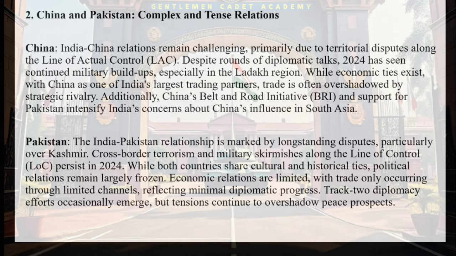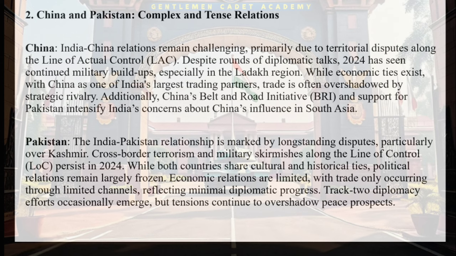India views China's Belt and Road Initiative as a direct challenge to its influence in the region, particularly due to China's investment in neighboring countries like Pakistan and Myanmar. Additionally, China's increasing assertiveness in the South China Sea and its growing military capabilities further complicate India's strategic calculations, prompting India to bolster its defense partnerships with other countries in the Indo-Pacific region, including the US, Japan, and Australia, as part of a broader strategy to counterbalance China's influence.